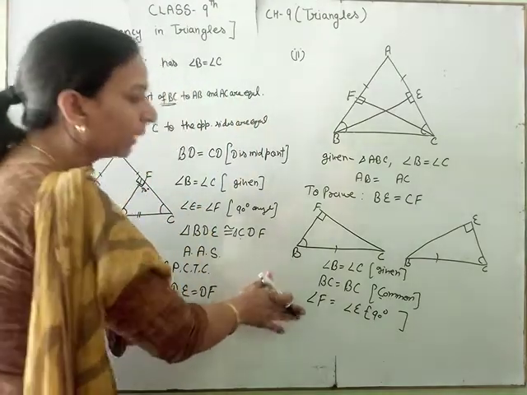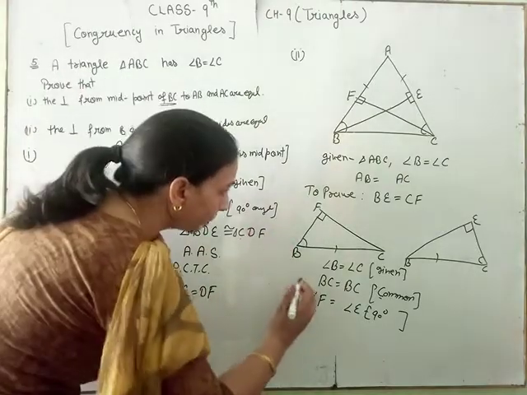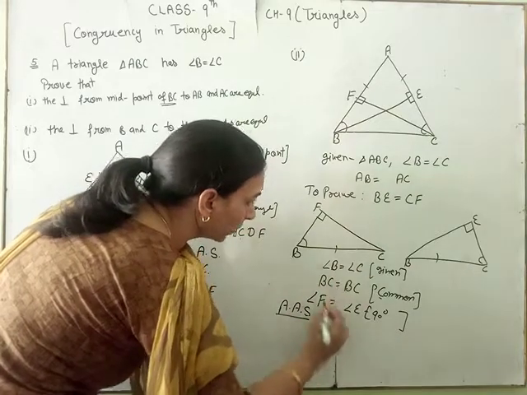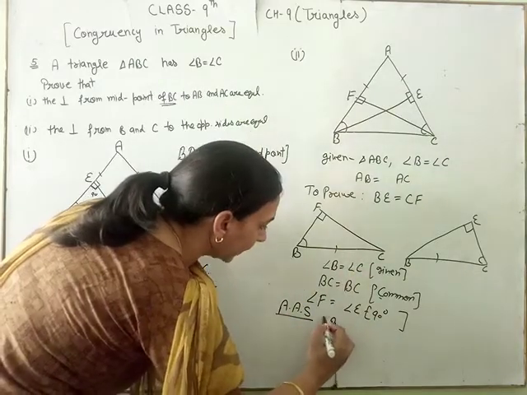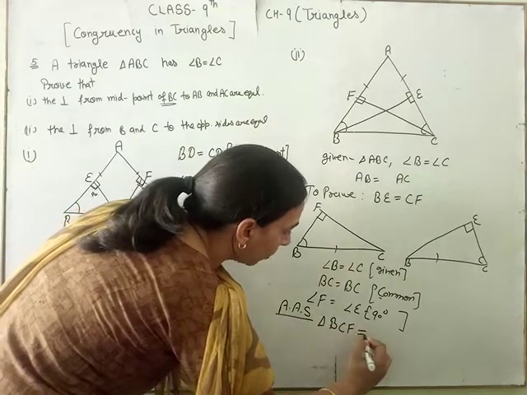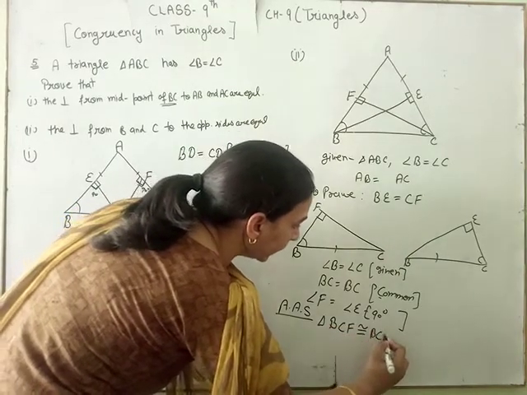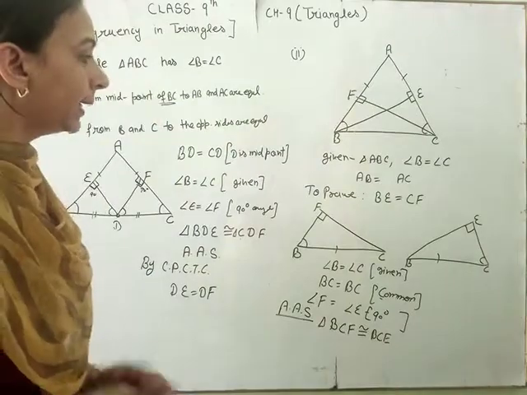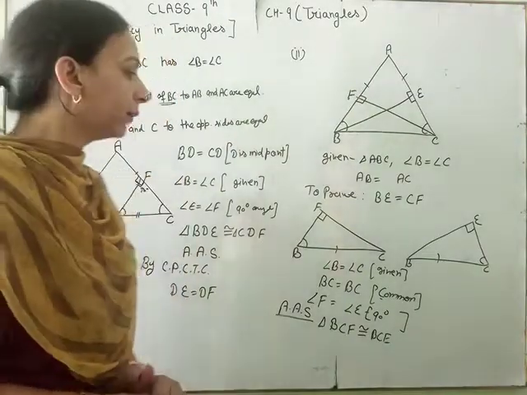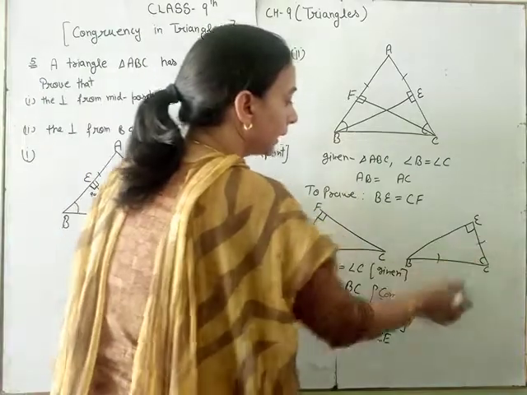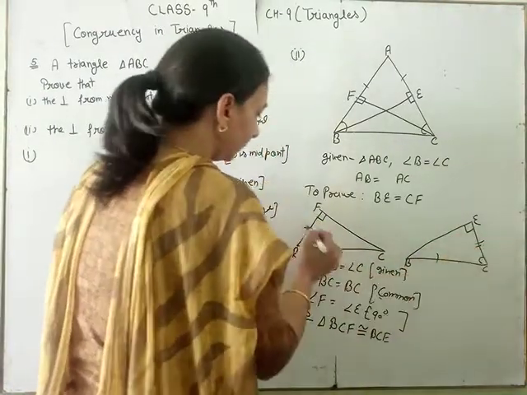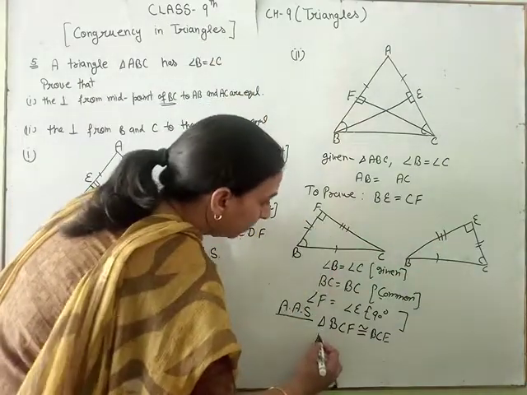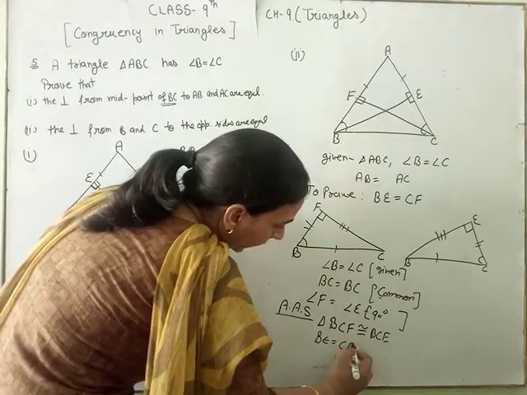So with these conditions, the two triangles are congruent, and by which axiom? Angle-angle-side. These two triangles are congruent. Let me write these. Triangle BCF congruent to triangle BCE, with BC common. Then by CPCTC, the remaining sides are also equal. The remaining side, this equal to this, BE equal to CF. So we write BE equal to CF.